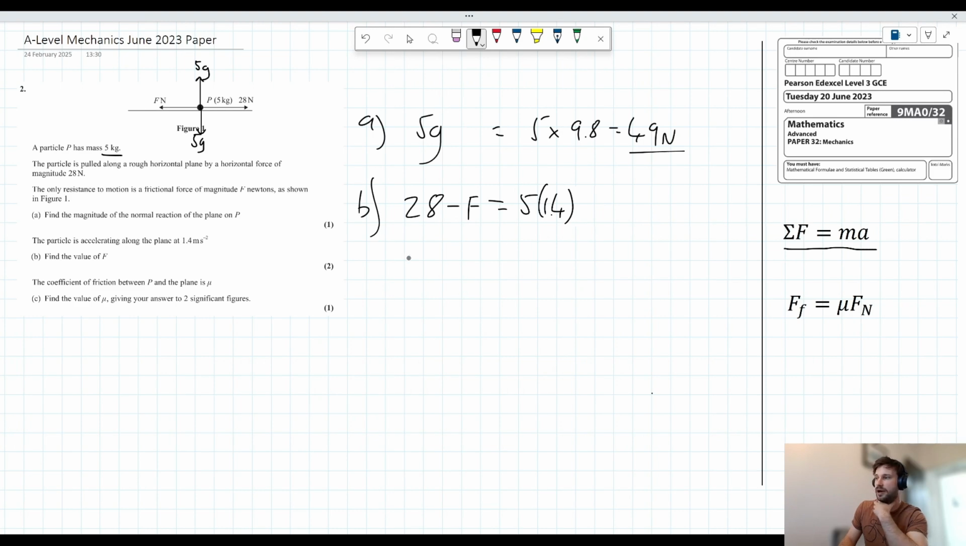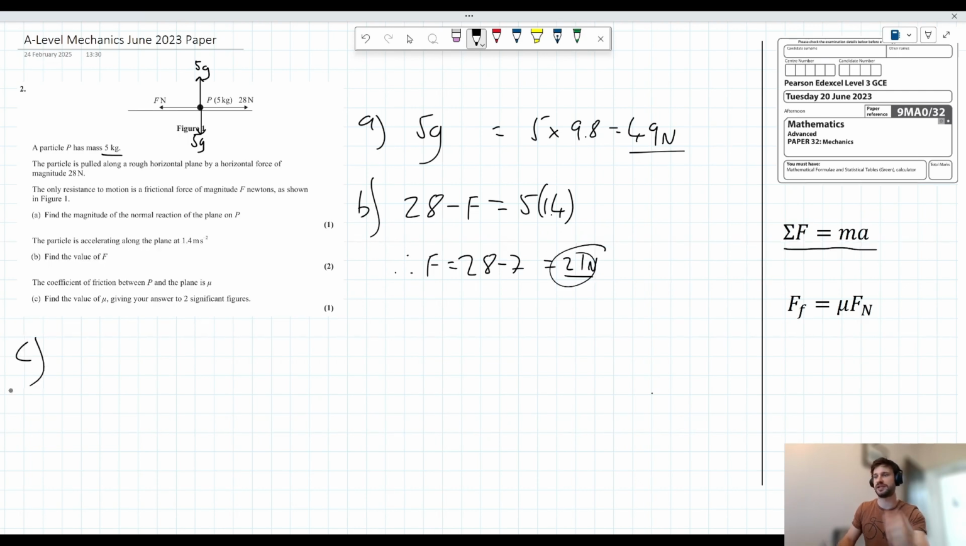Okay. When I rearrange this, note that 5 times 1.4 gives 7, so I can say, therefore, F, if I add that to both sides and subtract the 5 times 1.4 from both sides, that lands me on 28 minus 7. There we go, which is equal to 21 newtons.